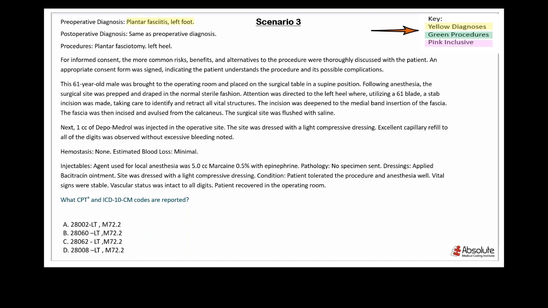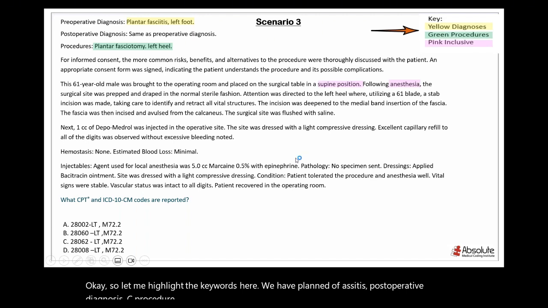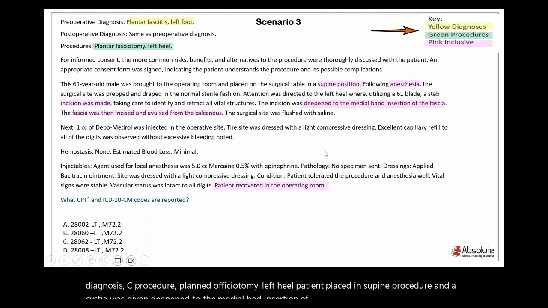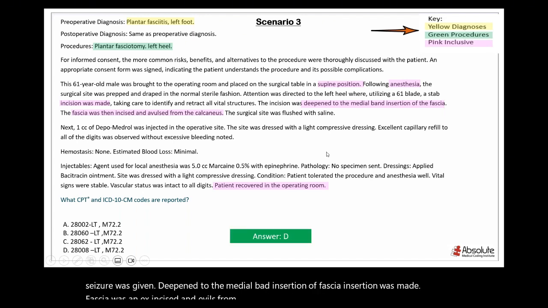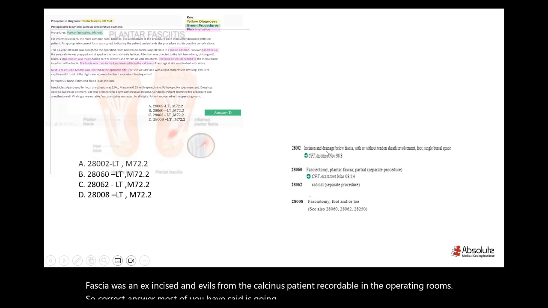Okay, so let me highlight the keywords here. We have plantar fasciitis, postoperative diagnosis same, procedure plantar fasciotomy, left heel, patient placed in supine position, anesthesia was given, incision deepened to the medial band insertion of fascia, fascia was then incised and avulsed from the calcaneus, patient recovered well in the operating room. So the correct answer, as most of you have said, is going to be option D.